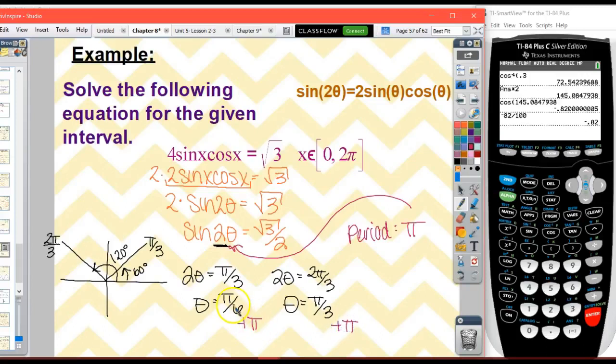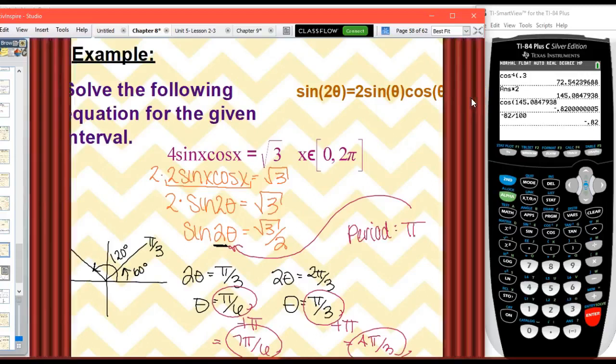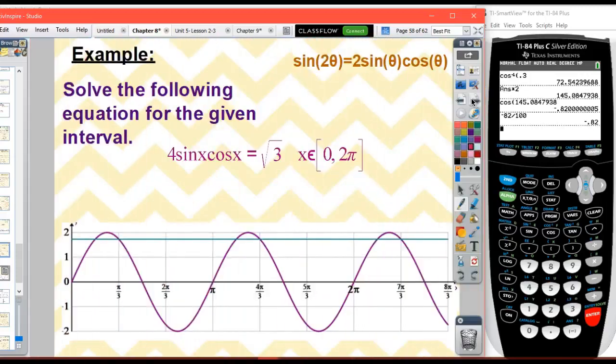And so if I added pi to pi over 6, and hopefully you're looking at your unit circle, that would end up giving me 7 pi over 6. Over here, I would end up getting 4 pi over 3. So we get 4 pi over 3, pi over 3, pi over 6, 7 pi over 6 will end up being my 4 answers in the domain 0 to 2 pi. So here's pi over 3, half that's pi over 6. Here's 4 pi over 3, so then this would represent the 7 pi over 6.